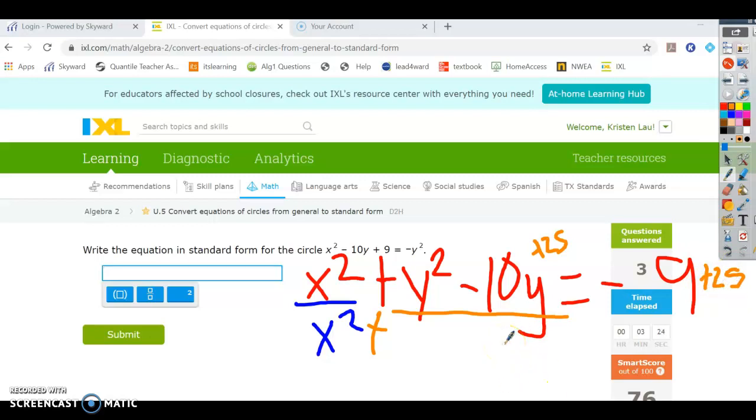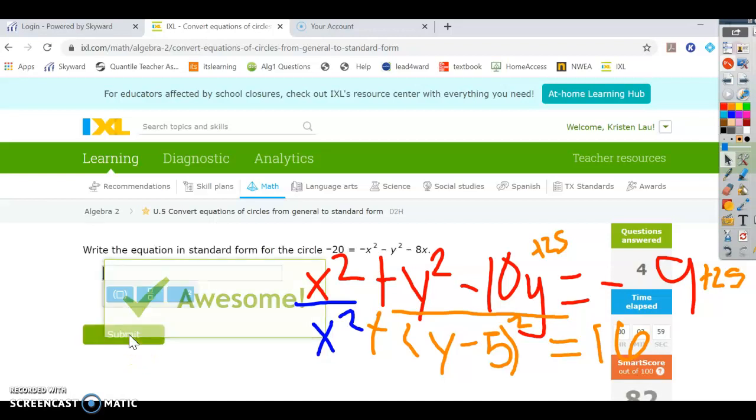So now, when I complete the square, I am going to factor, so y minus 5 squared equals negative 9 plus 25, which is positive 16. And I'm going to type that in, so I have x squared plus open parentheses y minus 5 squared equals 16. And there you go.